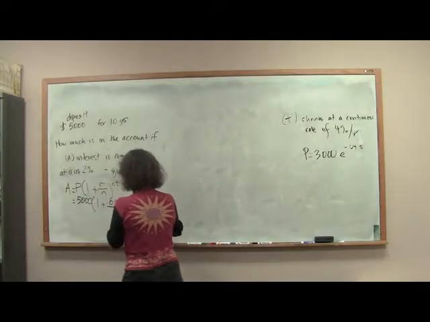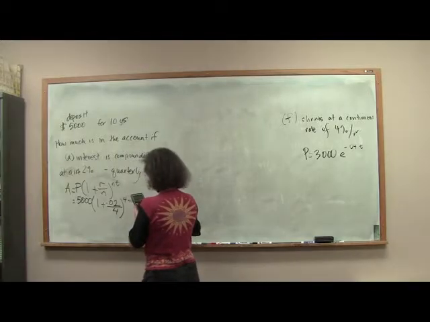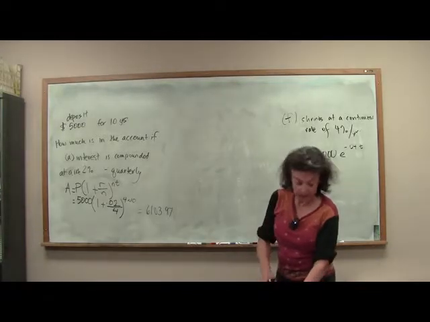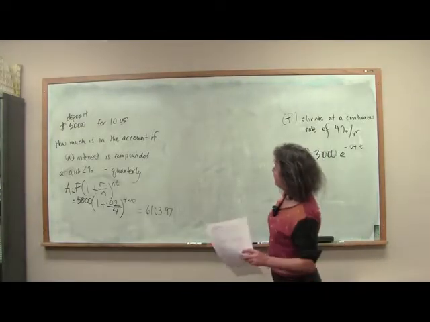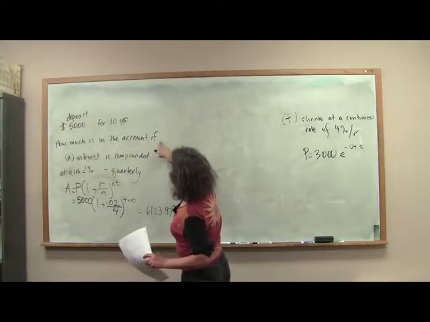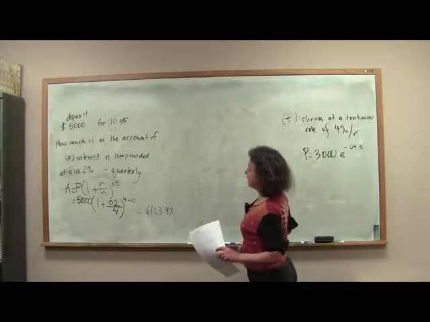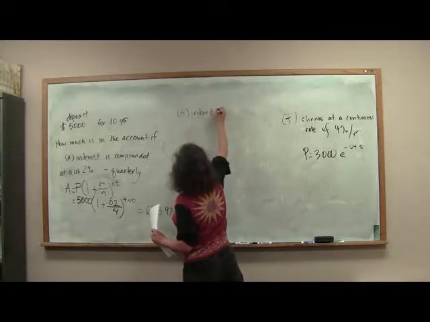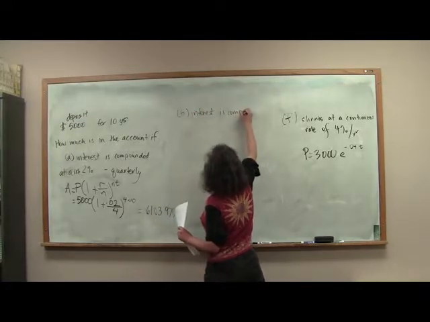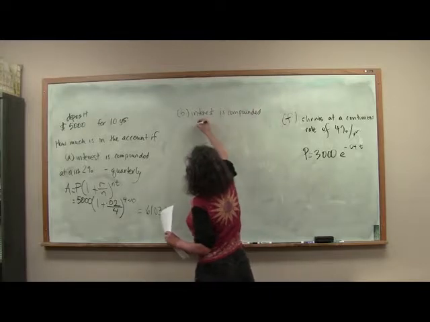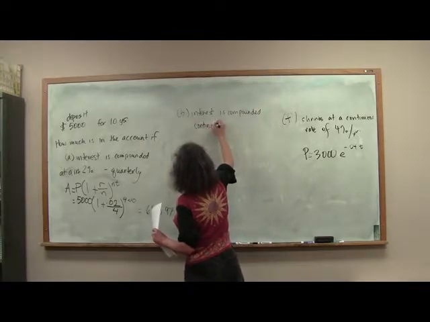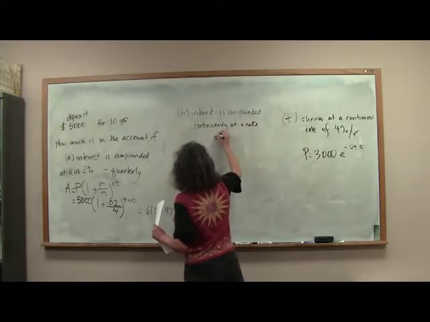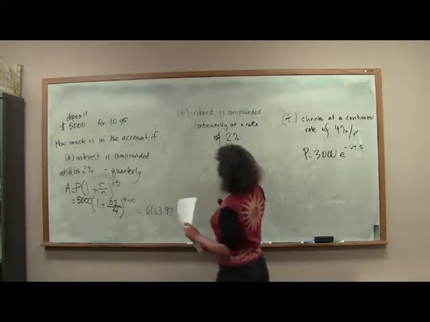And we will see after 10 years, we have $6,103.97. Now, let's contrast that, but now we want to know how much is in the account if interest is compounded continuously at a rate of 2%.